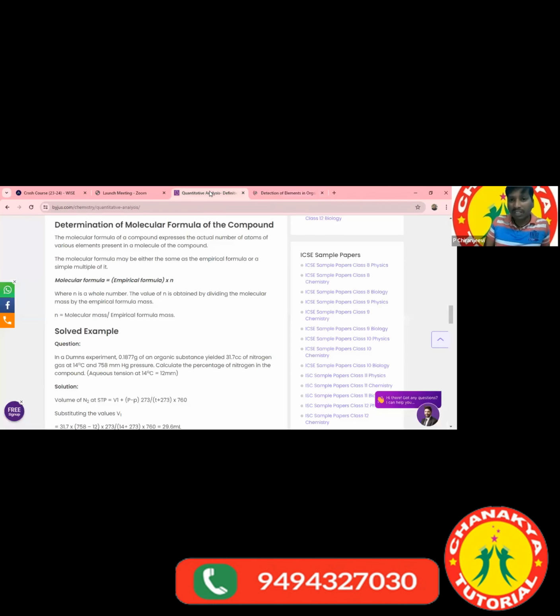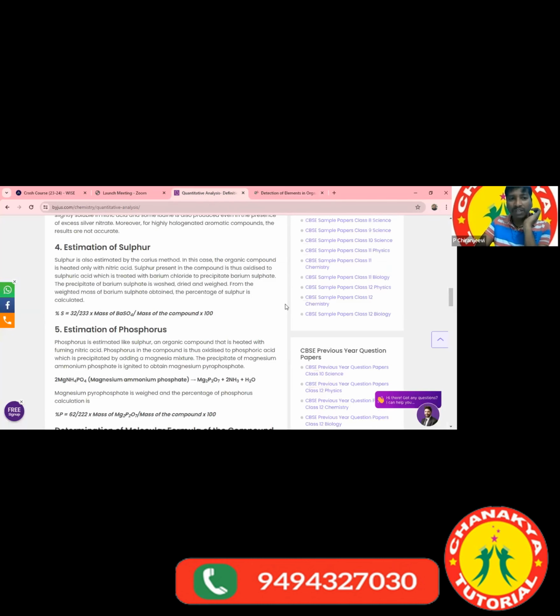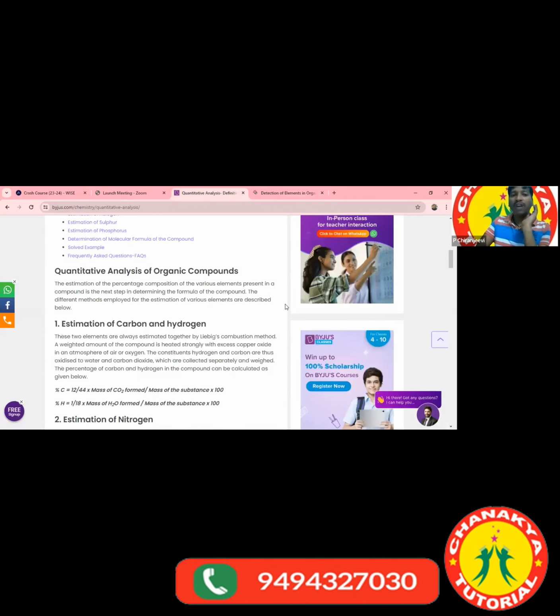How much percentage of the nitrogen is there? How much percentage of the copper is there? And how much percentage of sulfur and how much percentage of the halogens are there? That we are going to identify by quantitative analysis.